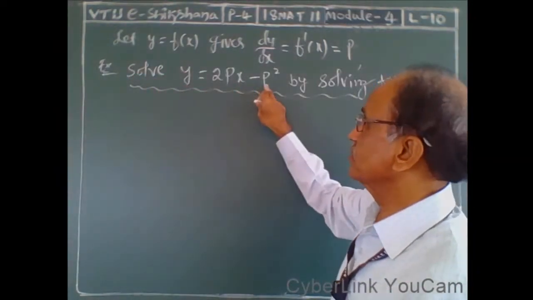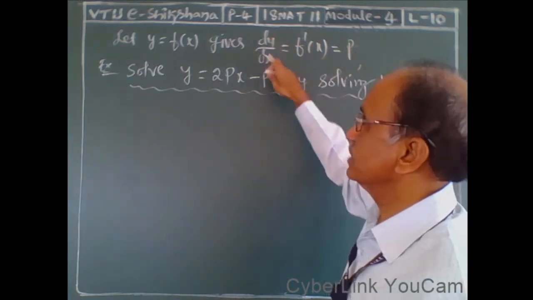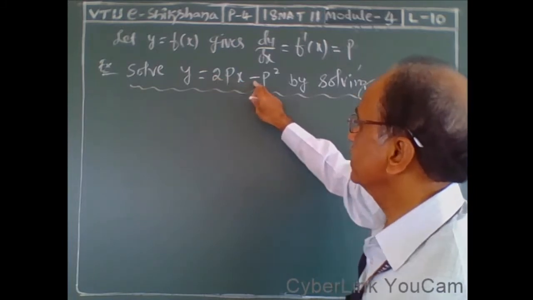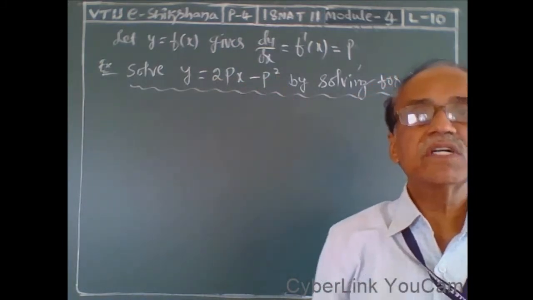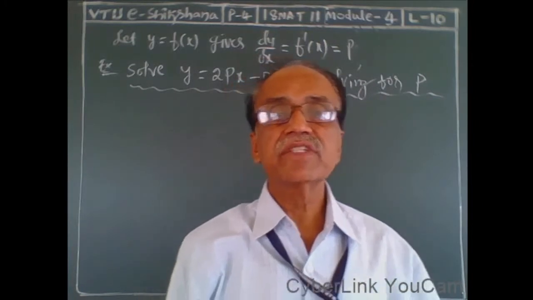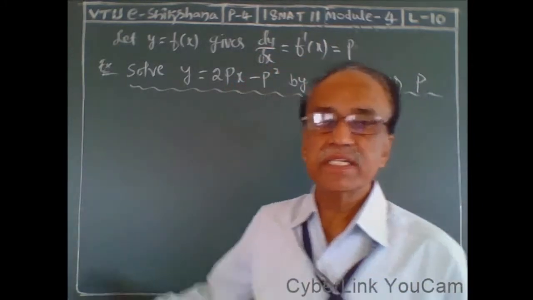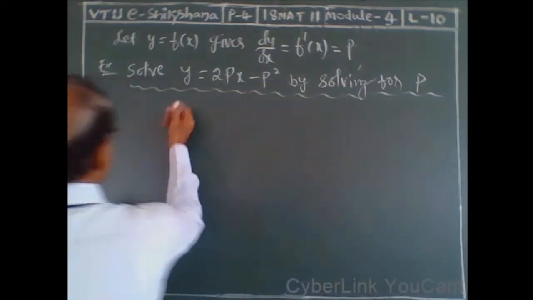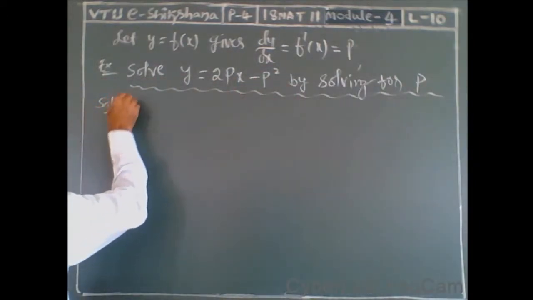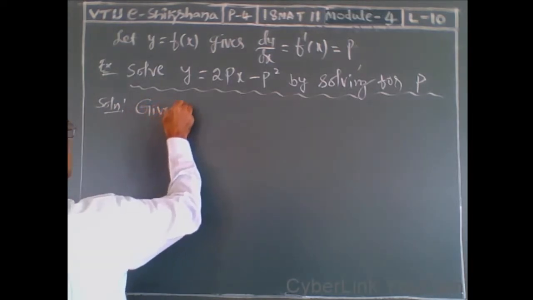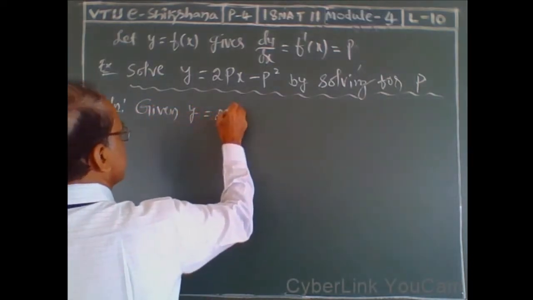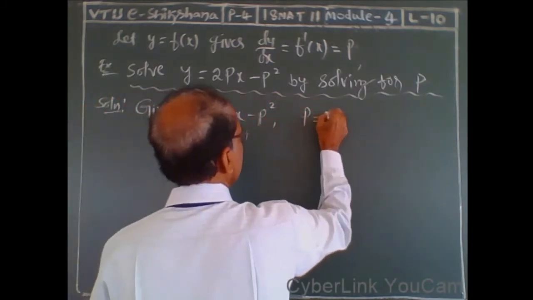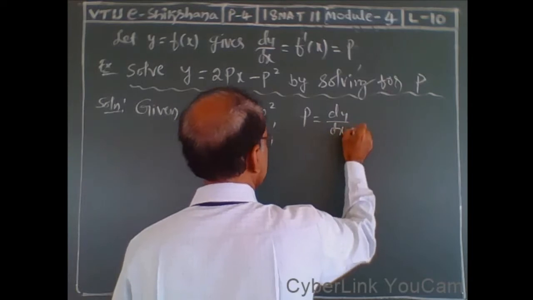Solve this differential equation, because p is equal to dy by dx, then y equal to p into 2x minus p square. What is the order of the differential equation? What is the degree of the differential equation in this one? Let us write, for example, in a detailed form if you want to write, how we are going to write the solution. Given y is equal to 2px minus p square, p is equal to dy by dx.